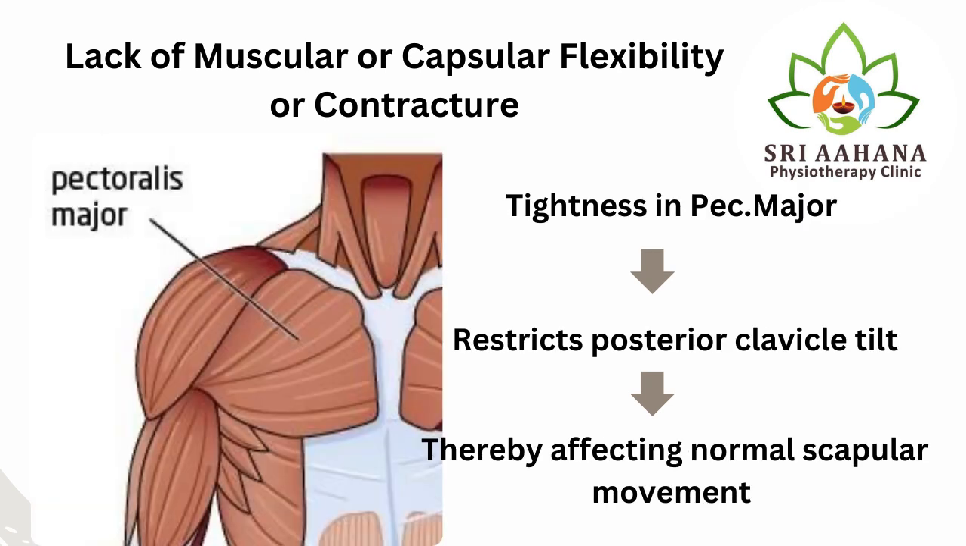Next is the tightness in pectoralis major. It restricts the posterior clavicle tilt and it also affects the normal scapular movement. Once the clavicular posterior tilt is restricted, the scapular rotation is also restricted. So this results in scapular dyskinesis.